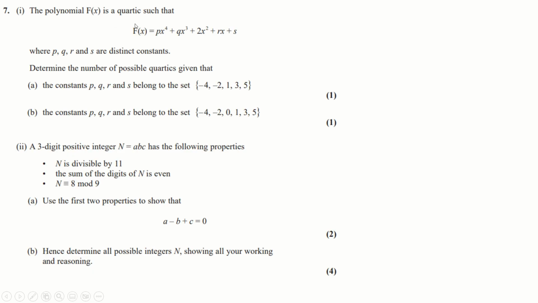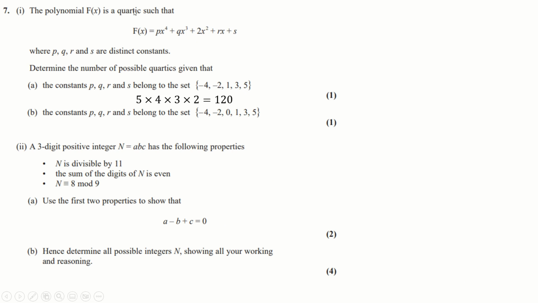Number 7 then, it looks like it's going to be about polynomials, but it's not, it's just a combinatorics question. P, Q, R, S belong to this set, and they can be anything that's distinct, so you've got 1, 2, 3, 4, 5 choices for P, 4 choices for Q, 3 choices for R, 2 choices for S, and that's 120.